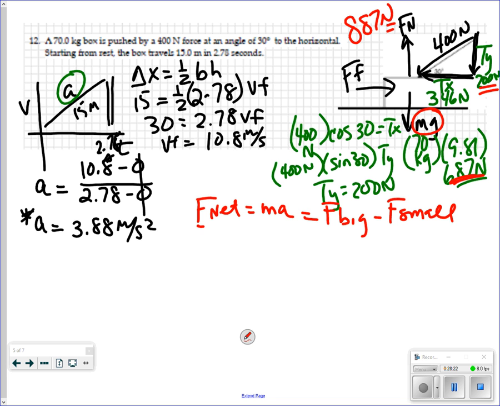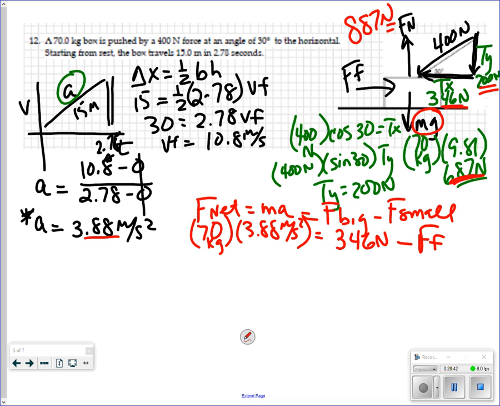All right, so mass is 70 kilograms. My acceleration, I figured out from over here, is 3.88. The bigger force is going to be TX, because this box is still sliding to the left. So 346 newtons minus the force of friction. Okie dokie, let's figure out the old force of friction, shall we? 271 newtons over here. 346 minus the force of friction.